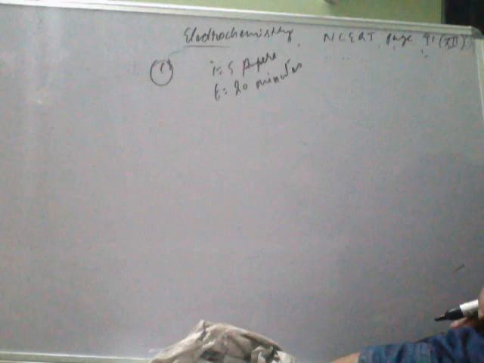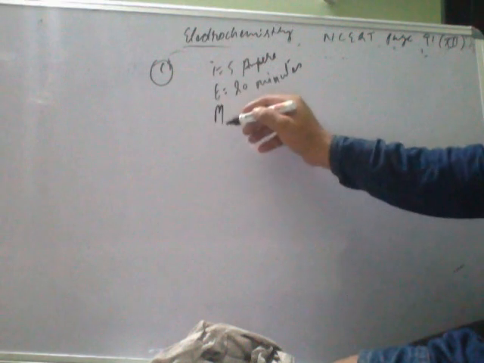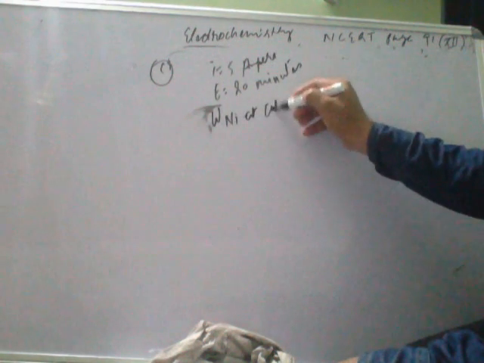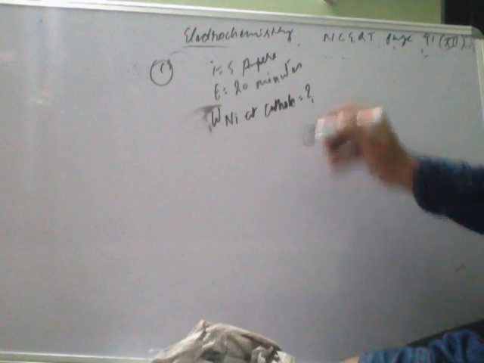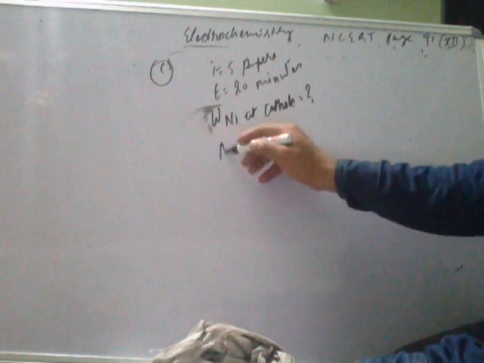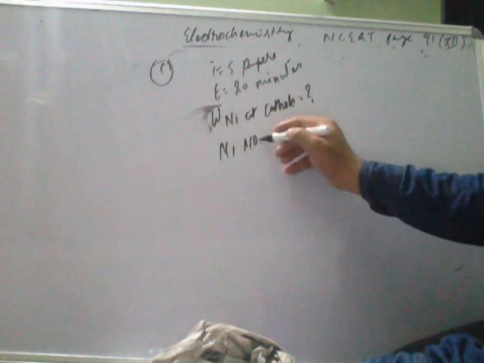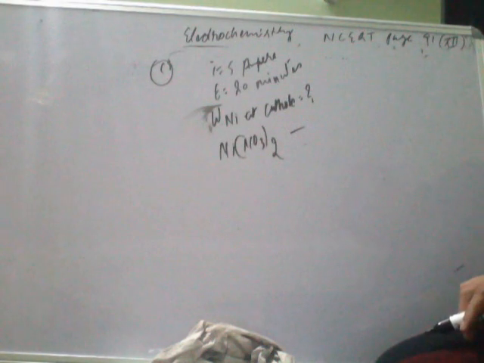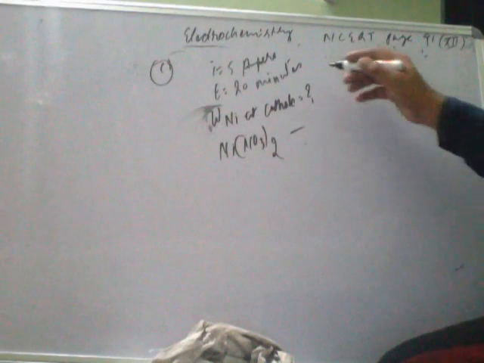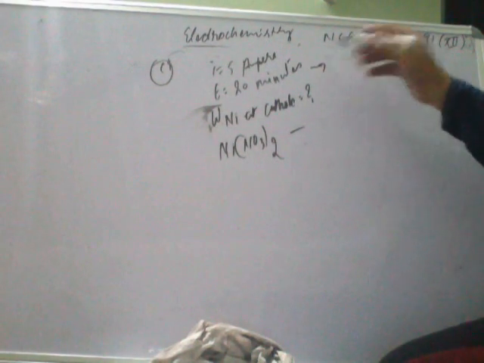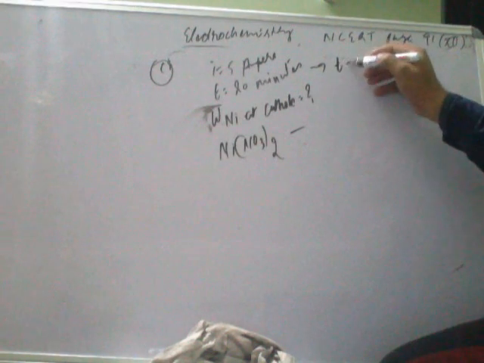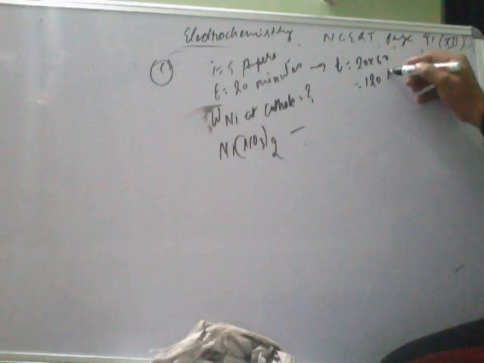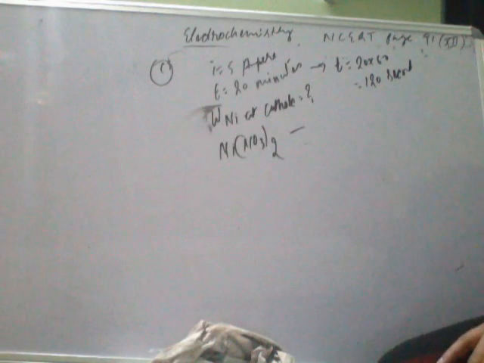What is the mass of nickel deposited at the cathode? So the mass of Ni at the cathode is being asked. Okay, so the compound you have taken is Ni(NO3)2. Now how can you solve this? It is a question that needs a little thinking. Okay, you have to convert the time of 20 minutes into seconds. So t is equal to 20 into 60. So you will get 1200 seconds, right?